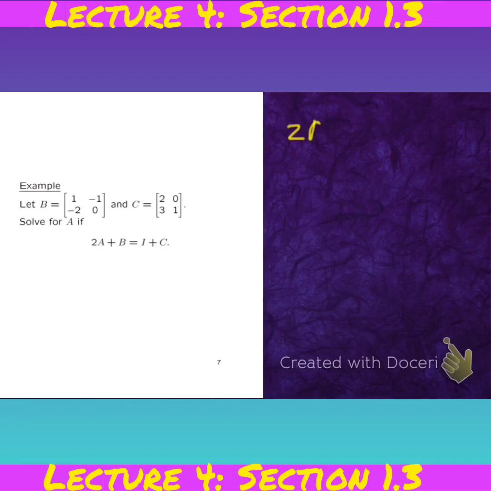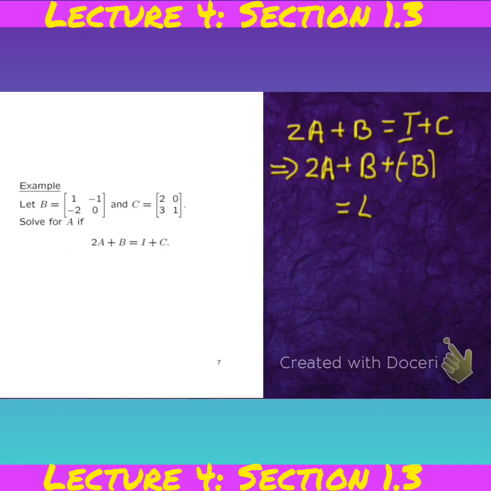So B and C are both given as 2 by 2 matrices, and for addition and subtraction to work, we need the matrices to have the same number of rows and the same number of columns. So B and C do have the same number of rows and columns, and I is the identity matrix. So for this to work, I must be a 2 by 2 identity matrix. So basically, we can add the negative of the matrix B on both sides of the equation without changing the equality sign. So we add minus B on both sides.